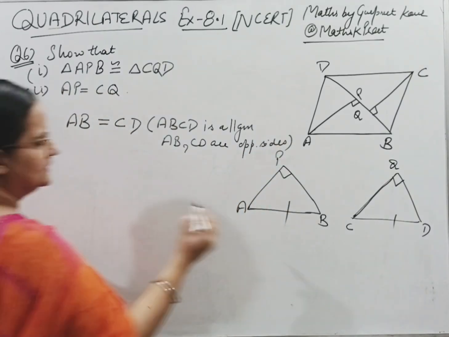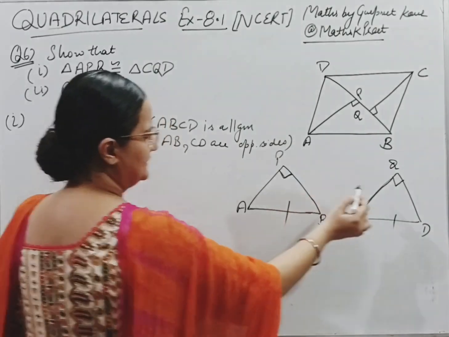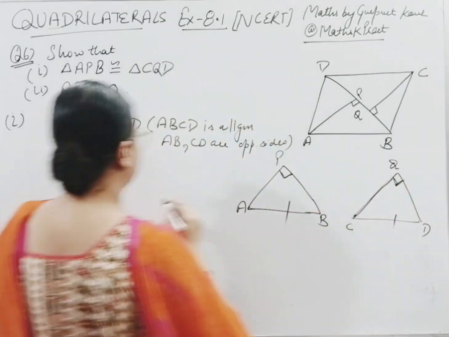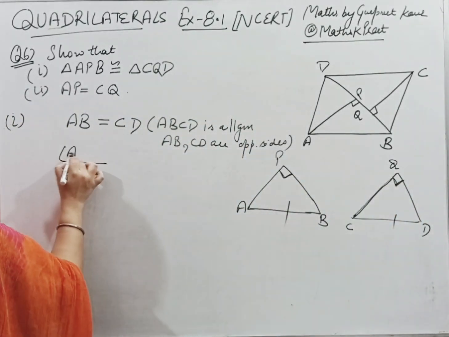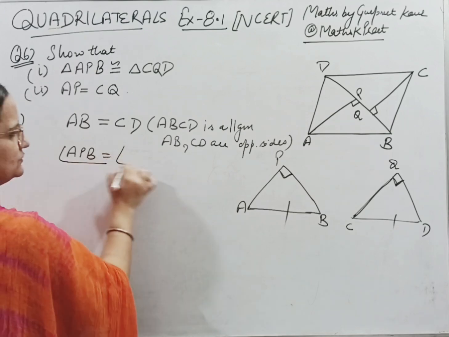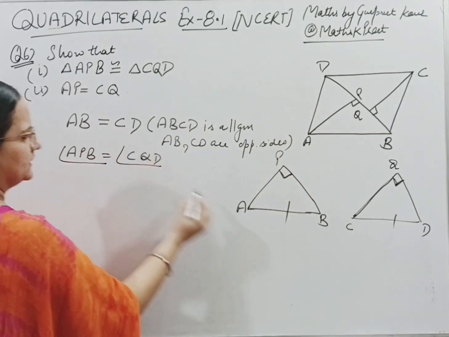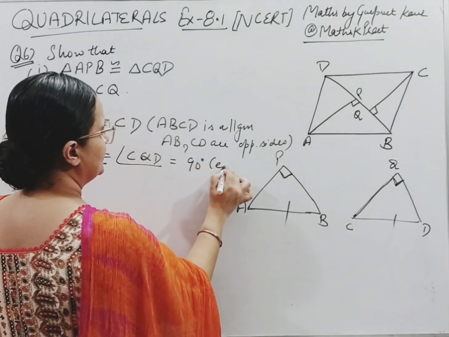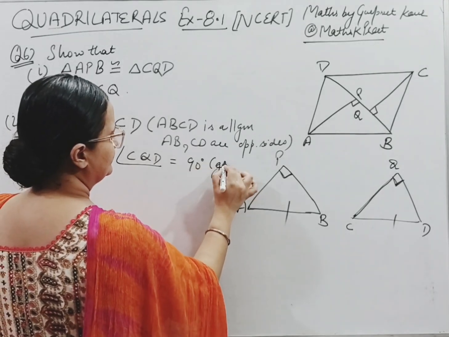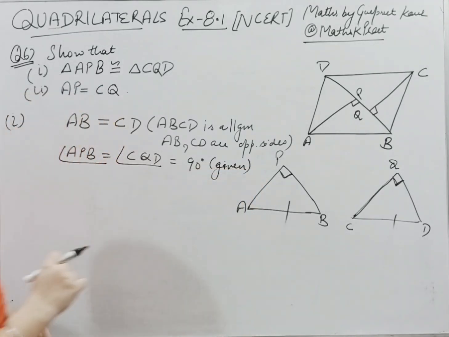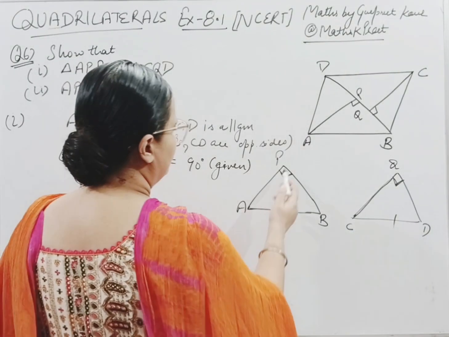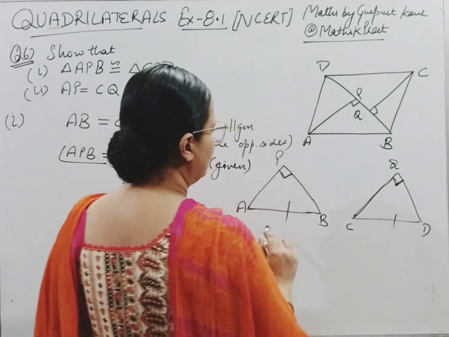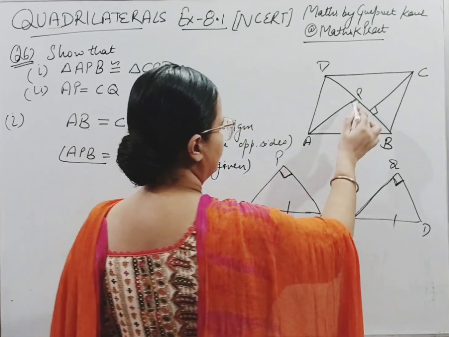Next is what? This angle and this angle both are of 90 degrees. So I can write angle APB is equal to angle CQD, equal to 90 degrees each. That is given. What else for the third condition? Third condition, no, these two sides are not equal. So what else do we have in these triangles?